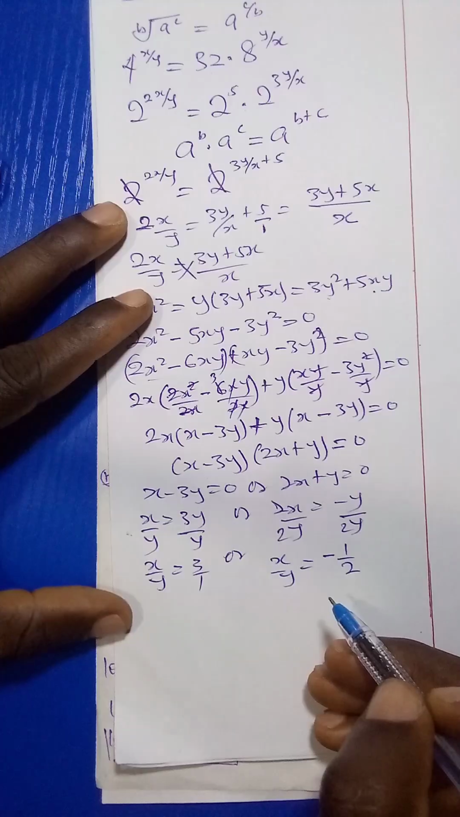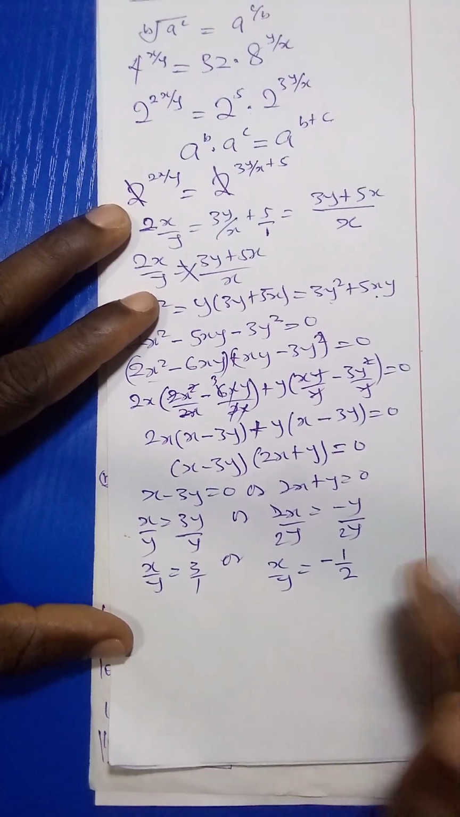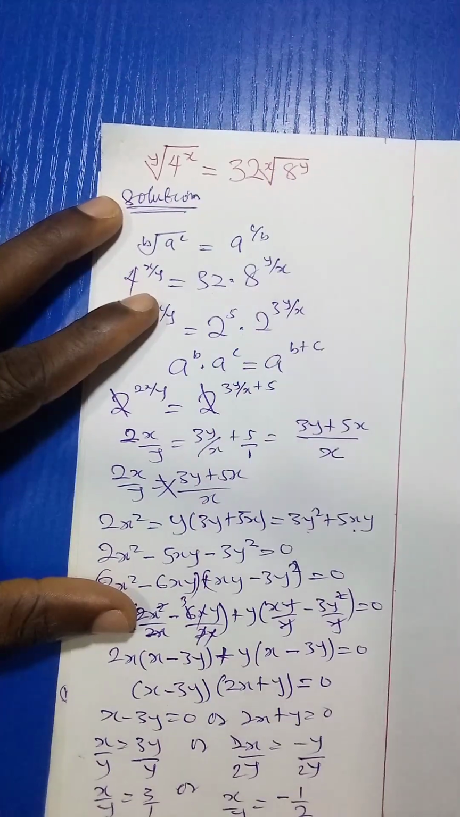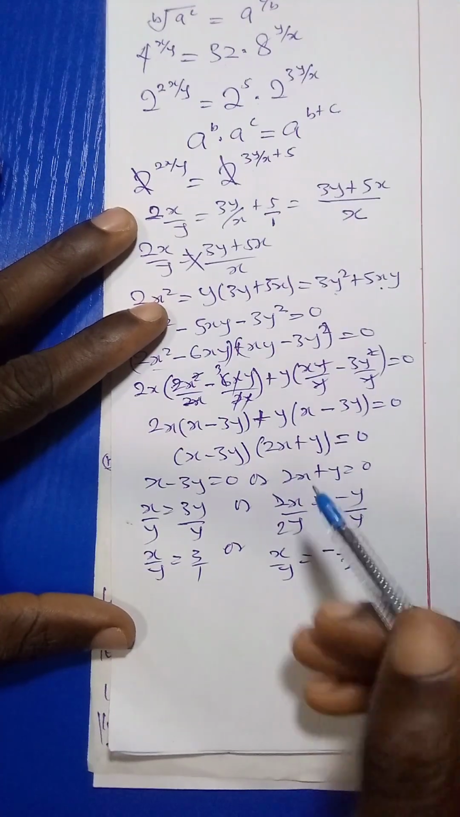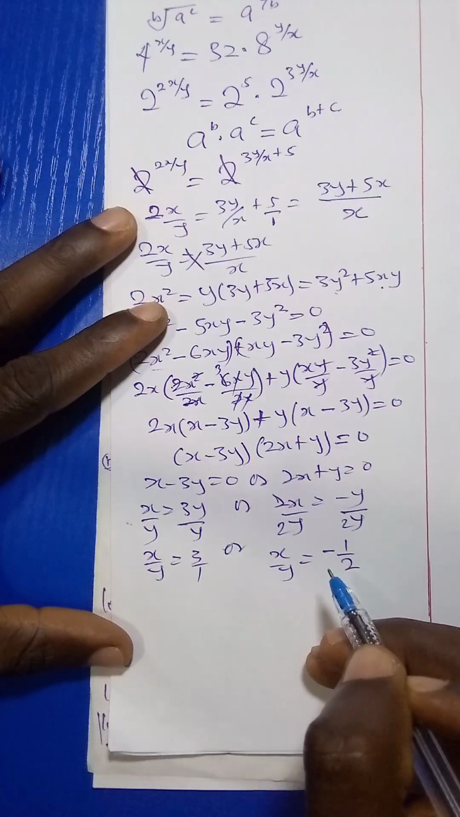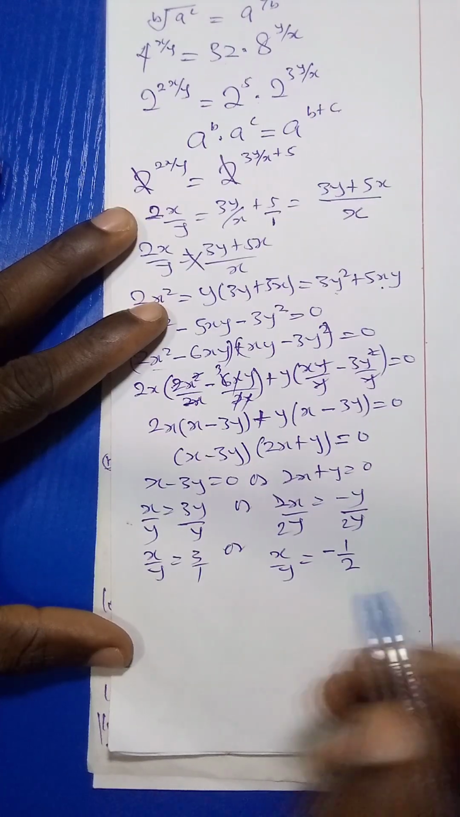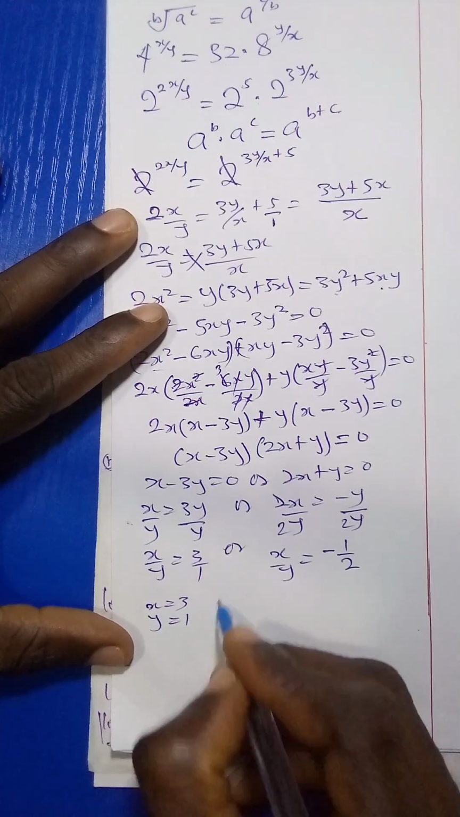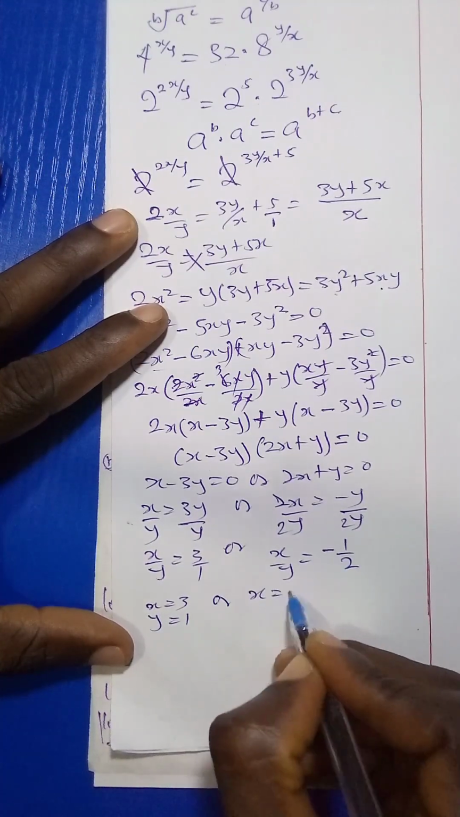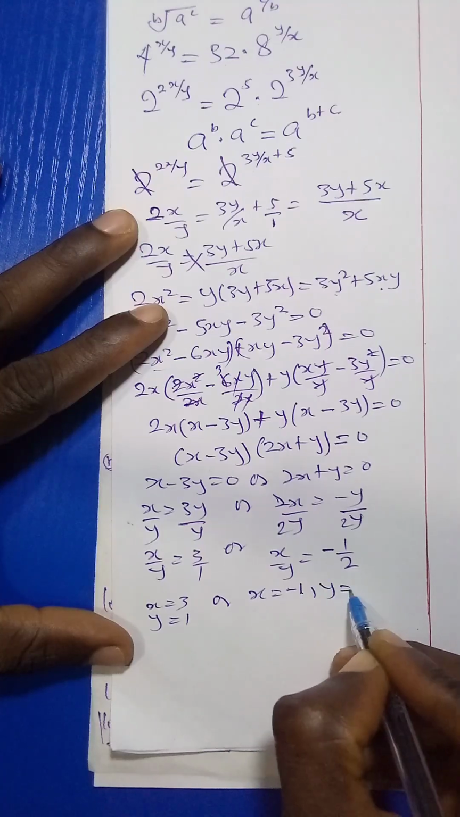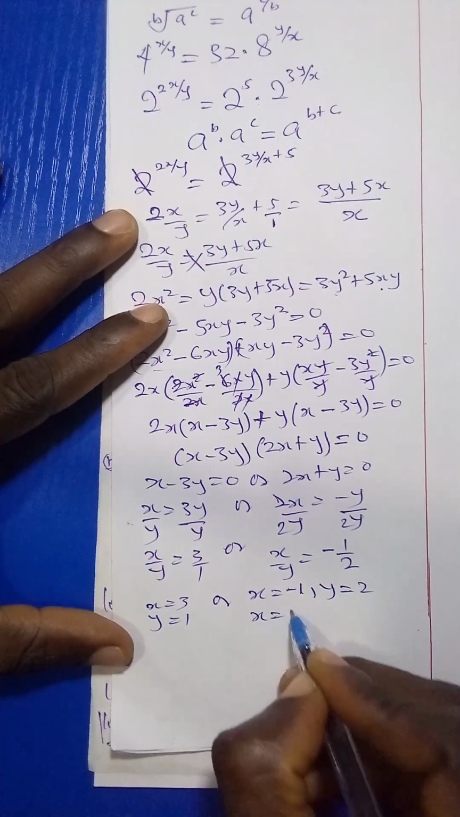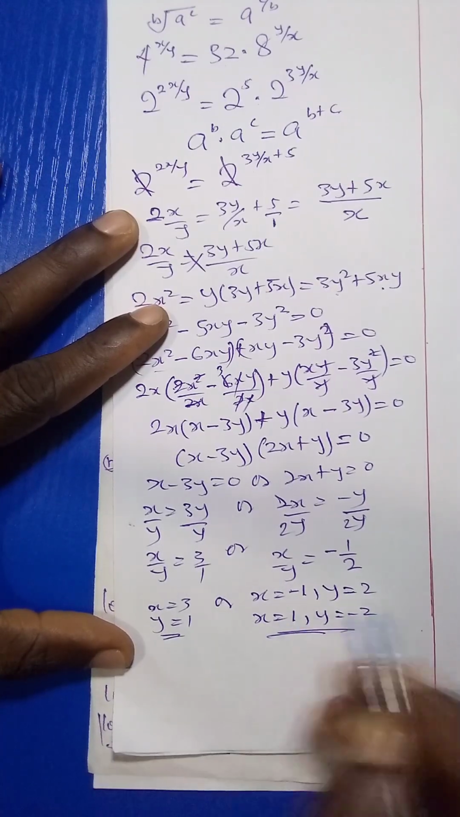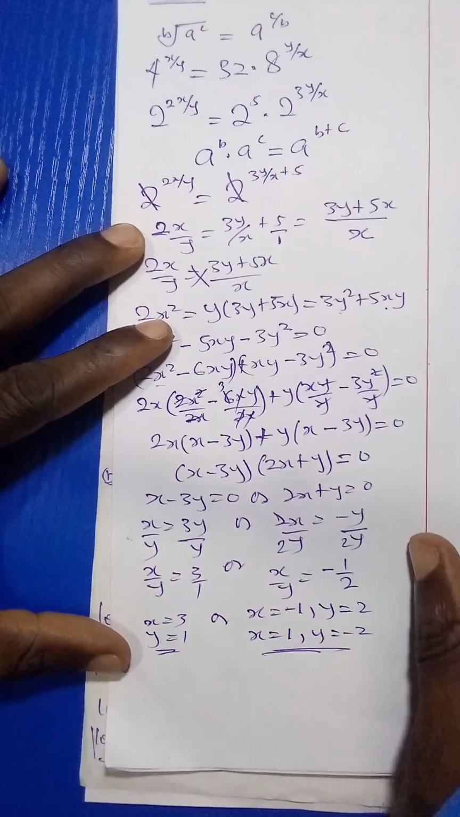Now, how can we get the solutions? Let's remember that since we have one equation and two unknown variables, we are dealing with Diophantine equations, and normally integer values are being solved for in Diophantine equations. So that means that x is equal to 3 and y is equal to 1. Or in this case, x is equal to minus 1 and then y is equal to 2. Or we can write x is equal to 1, then y is equal to minus 2. These are the solutions to the equation.